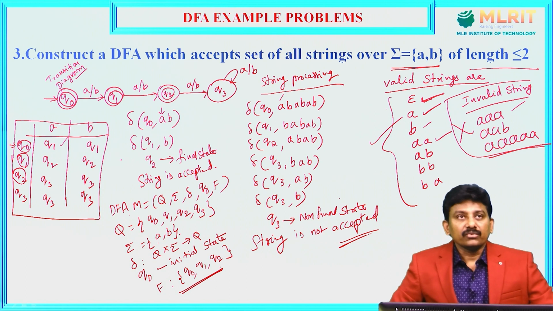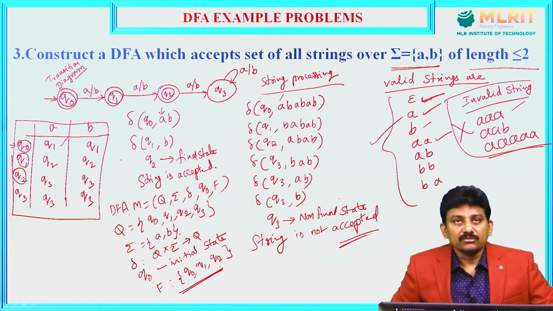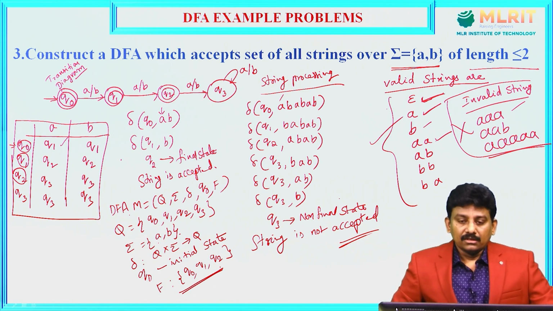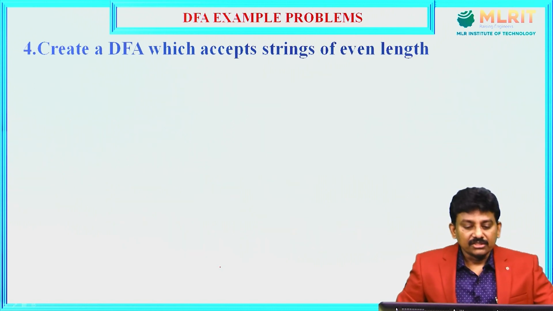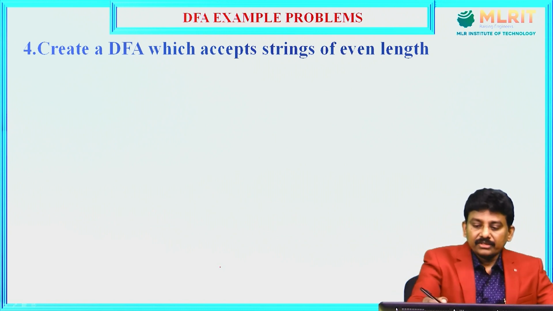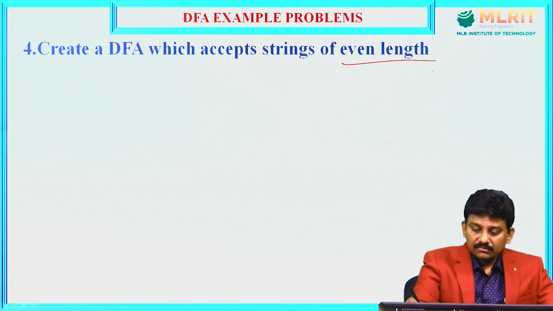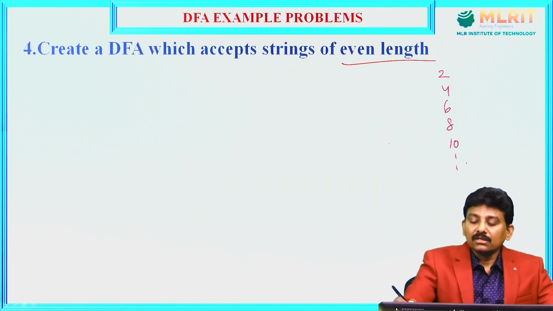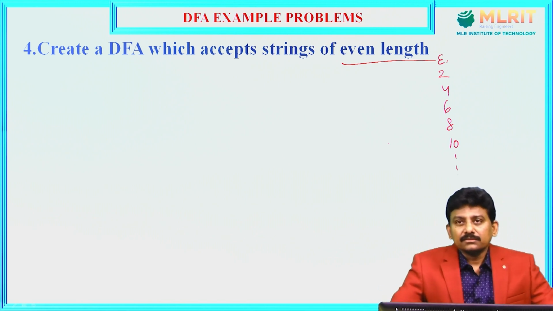This is the example for a DFA which accepts the set of all strings over sigma AB of length less than or equal to 2. Create a DFA which accepts the set of strings of even length. Even length means strings with 2 symbols, that is length 2, length 4, length 6, length 8, length 10 and so on. Epsilon is also included because it has 0 symbols.